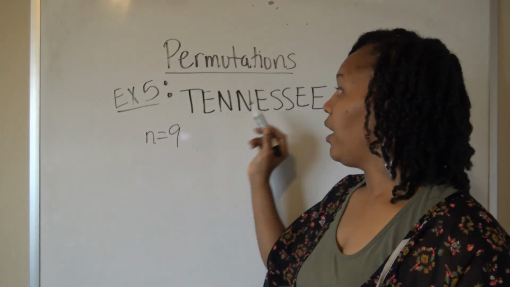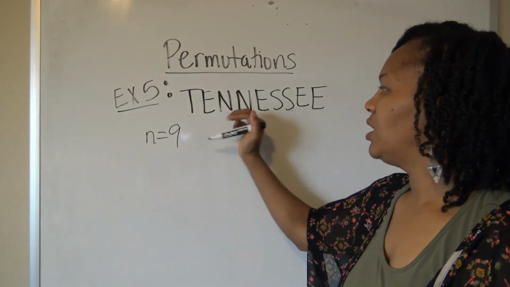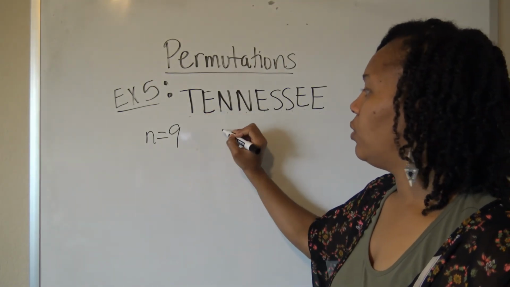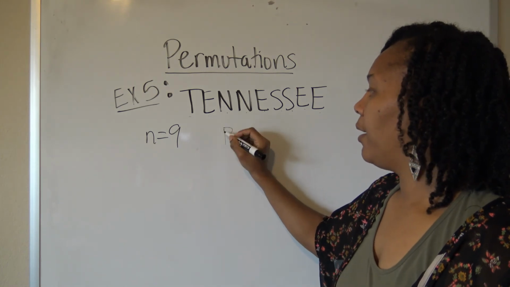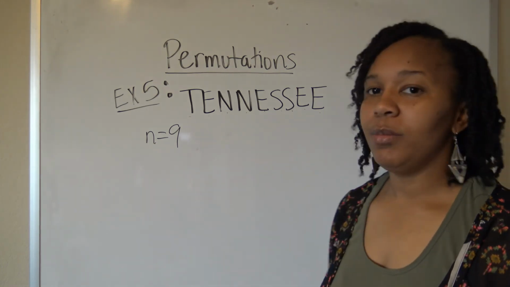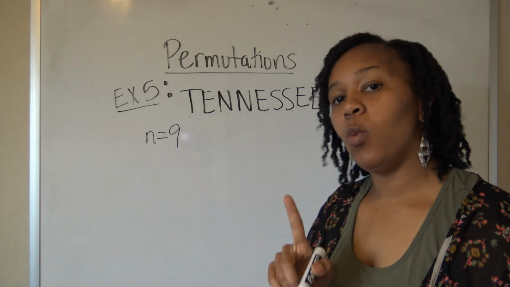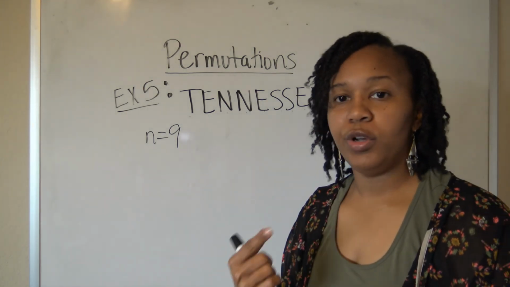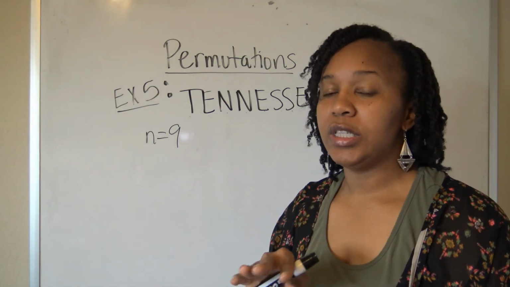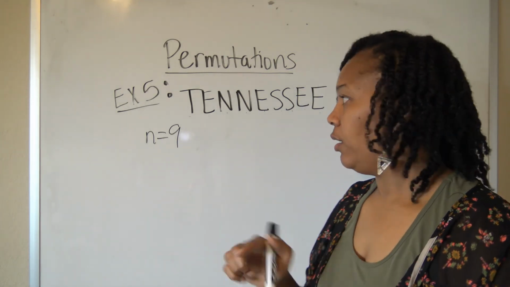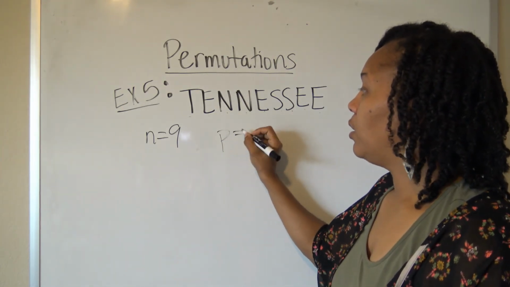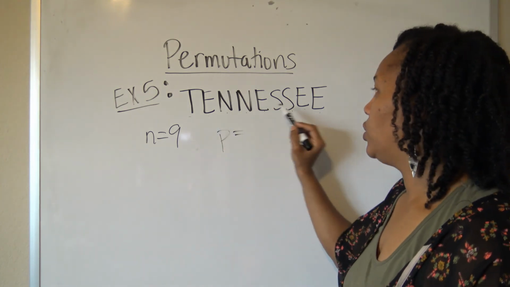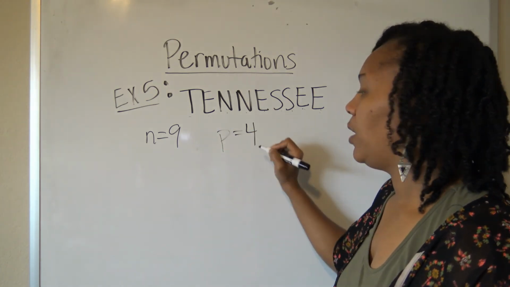Okay, now we have some letters that are repeating. So T, there's only one T. So T would be none of them because it's not repeating. It's only one T, so it'd be like 1 factorial, which is just 1. So we can disregard anything that we have one of. But E, so E would be like our P. The number of E's would be our P. So we have 1, 2, 3, 4 E's. So P would be 4.